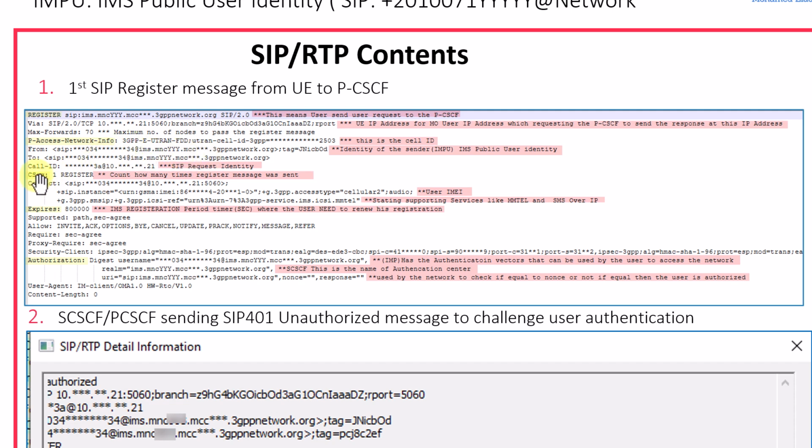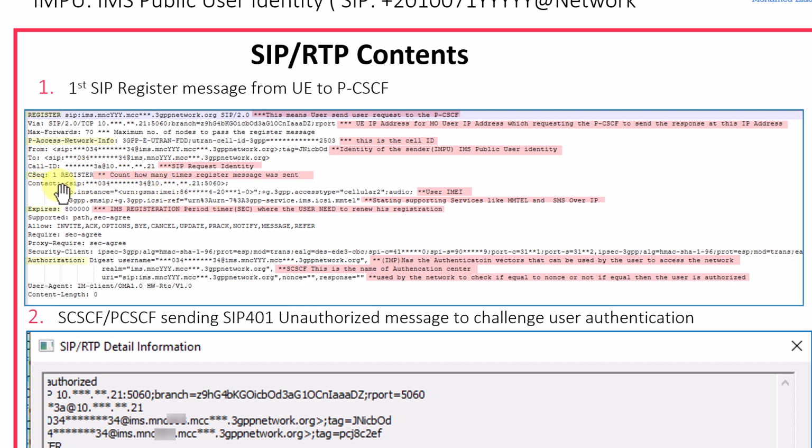Then you have something called CSeq. For example, here it's showing as 1 REGISTER. This indicates to the network how many times you have sent that SIP register. For example, assume he sent one SIP register initially and it was not successful, he initiated another one, so this one will come as 2. If it failed, he will send another one, which will come as 3, for example.